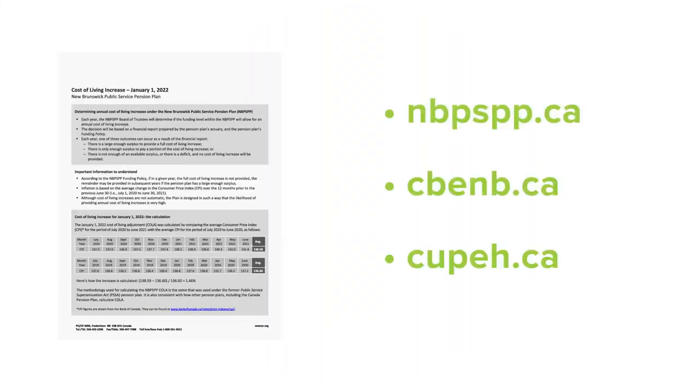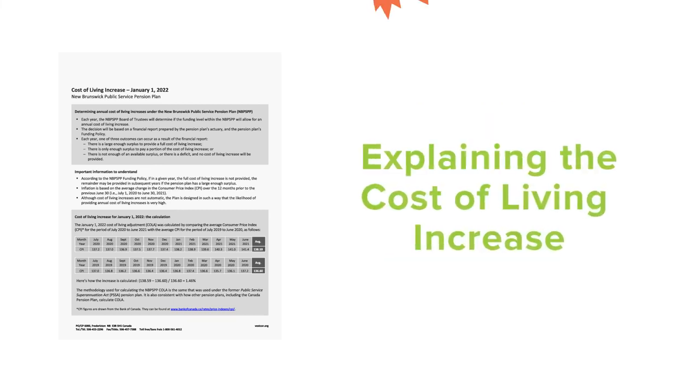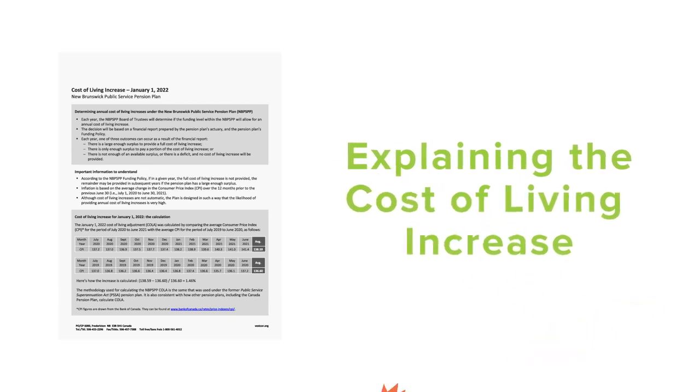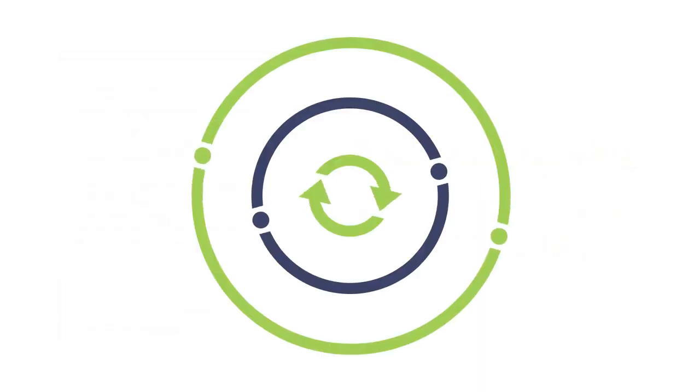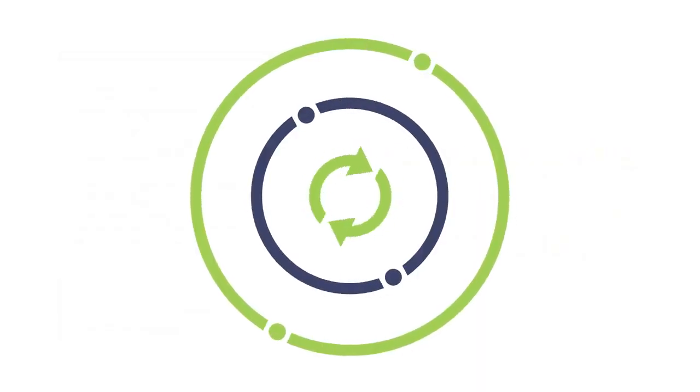Every year, a summary of the calculation is posted to the plan's website. Look for the document called Explaining the Cost of Living Increase, typically posted in the fall. Although cost of living increases are not automatic, the plan is designed in such a way that the likelihood of providing annual cost of living increases is very high.